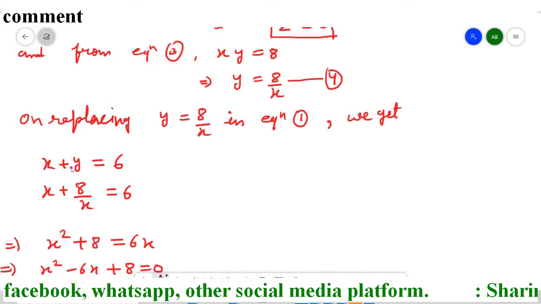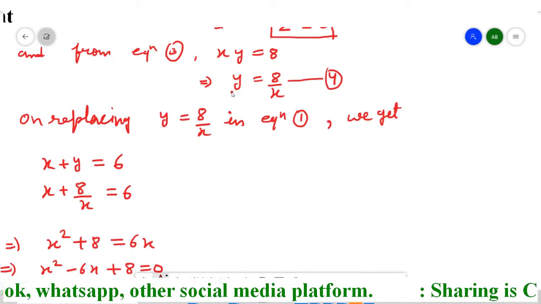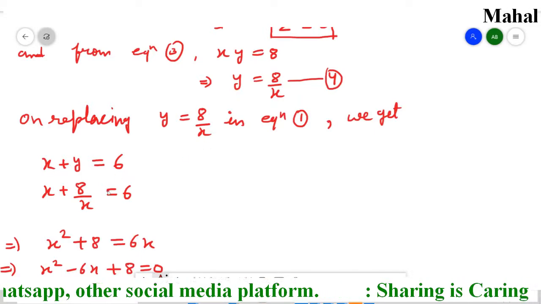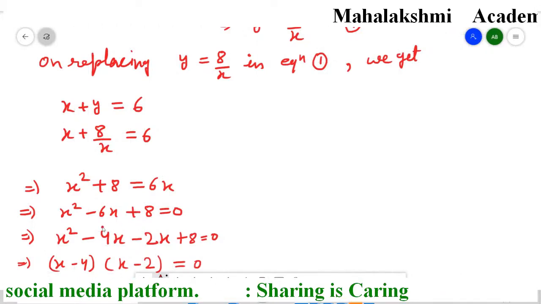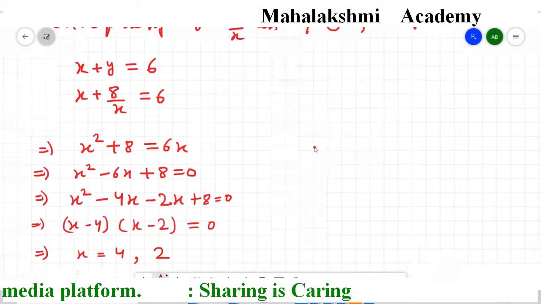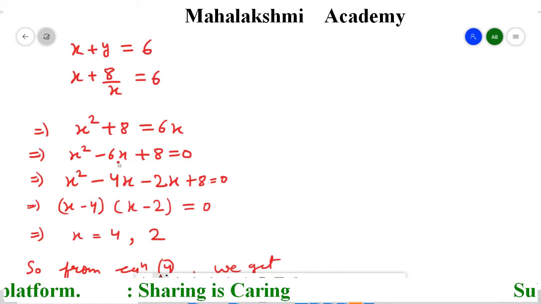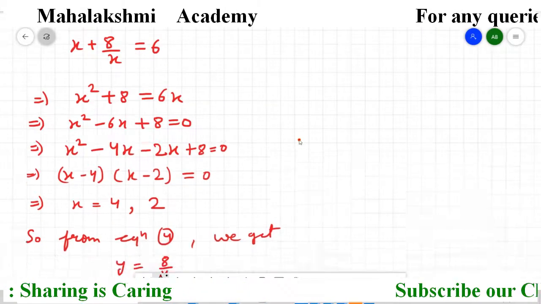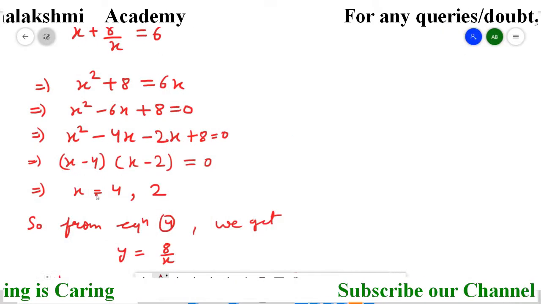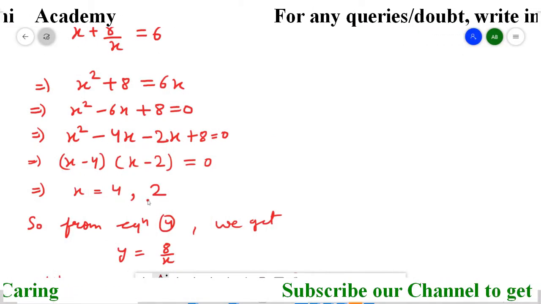so I wrote equation 1 here. Instead of y I replaced 8 upon x. I took the LCM and that gave me the quadratic equation x square minus 6x plus 8. I split the middle term. I solved the quadratic equation, with which you are very familiar. So you know it. So by this we got the value of x as 4 and 2.